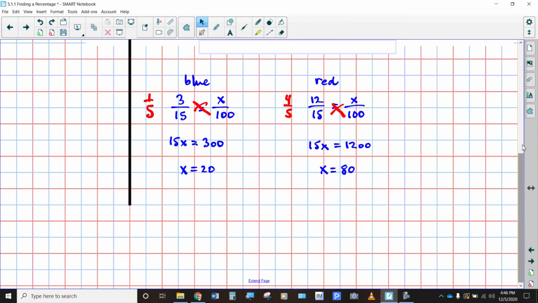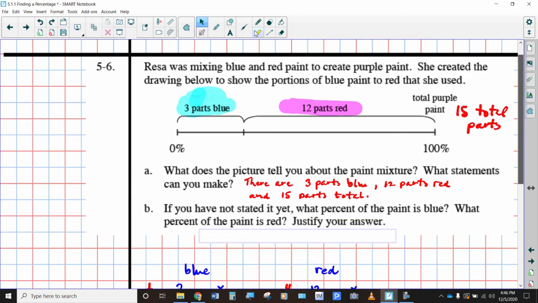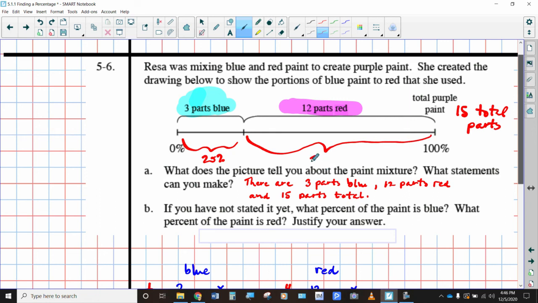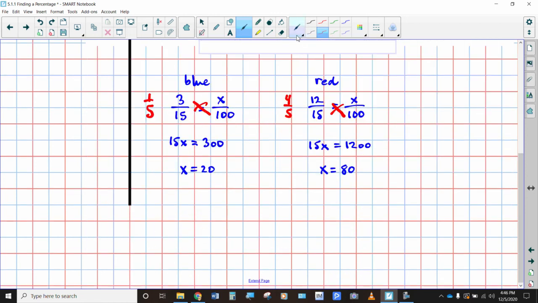Now, another way of thinking about this logically is this. If you know this represents 20%, from here to here, let me actually put this down here. Boom, boom, boom. Okay, if you know that this is 20%, then you know that the rest of it has to be 80%, right? Just using a little bit of logic there. But it's nice to prove it using your proportional reasoning here.